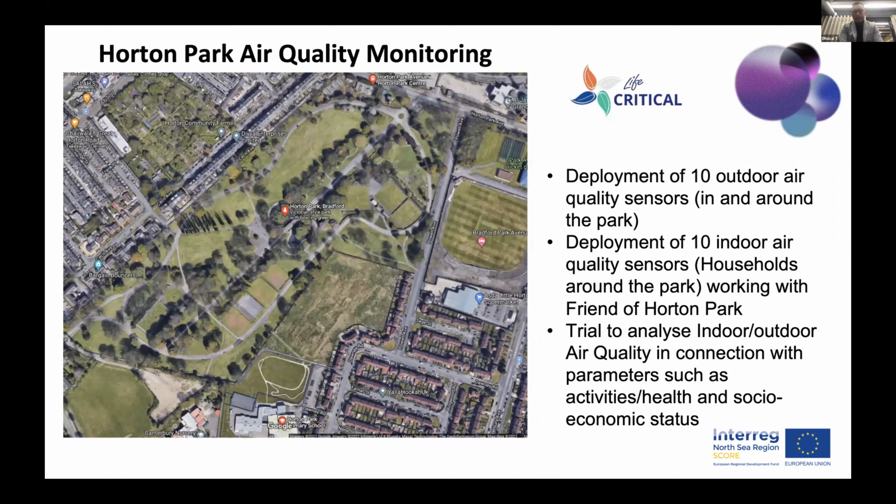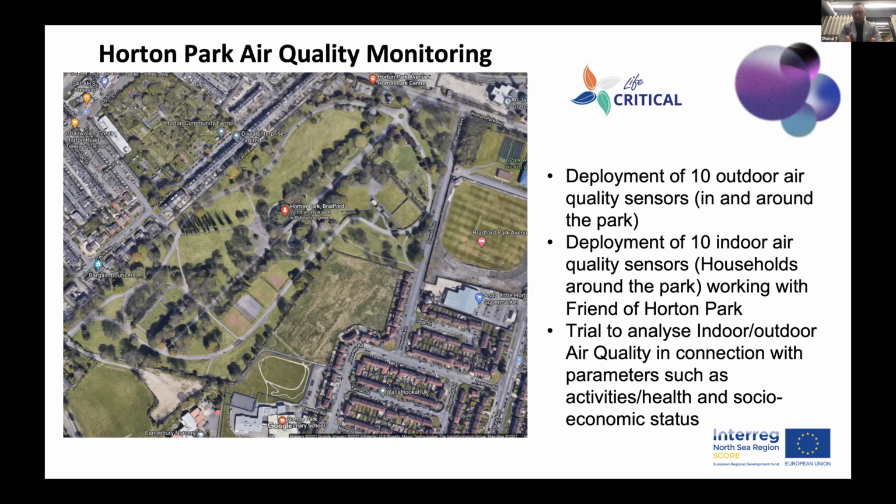So in addition to deploying these devices around schools, the SCORE project is working with another EU project called Life Critical, where we're working on scaling up monitoring around a park. This is Horton Park, which is just at the boundary of the city center in Bradford, where we are deploying 10 outdoor air quality sensors in and around the park. And we're also deploying 10 indoor air quality sensors in households around the park so that we can see the interplay and interface between indoor air quality monitoring and outdoor air quality monitoring within the park as well.